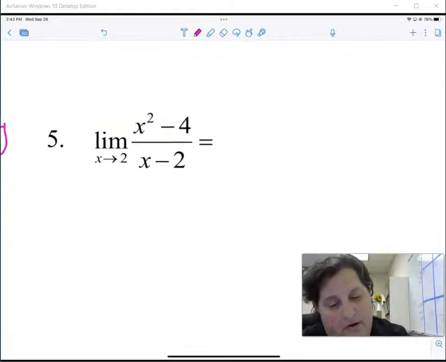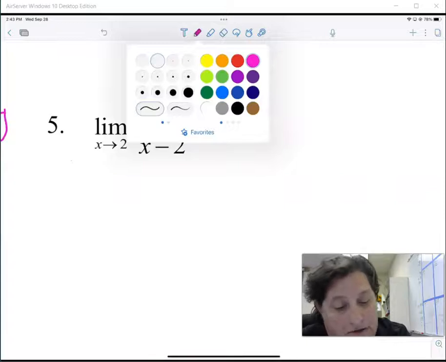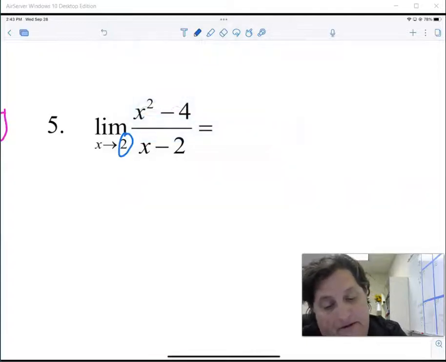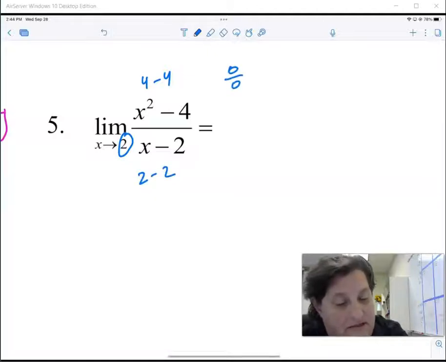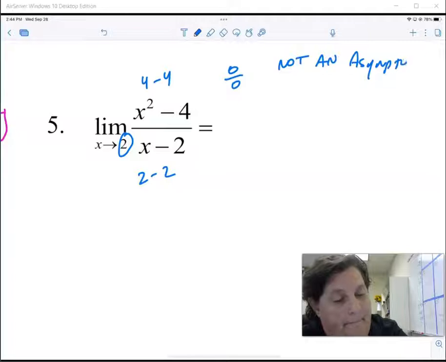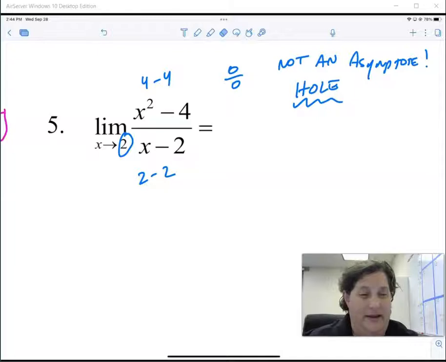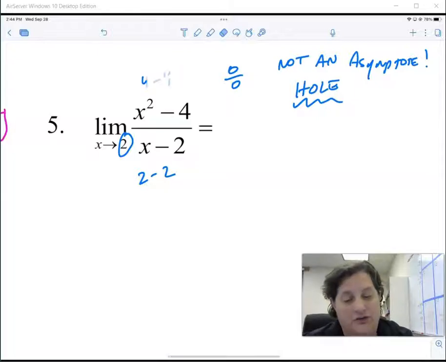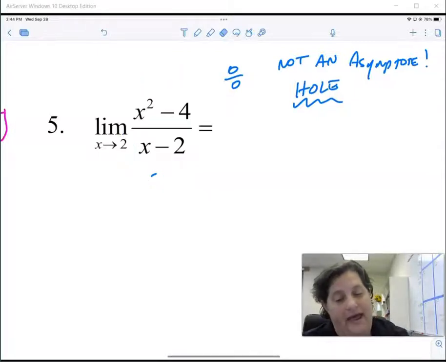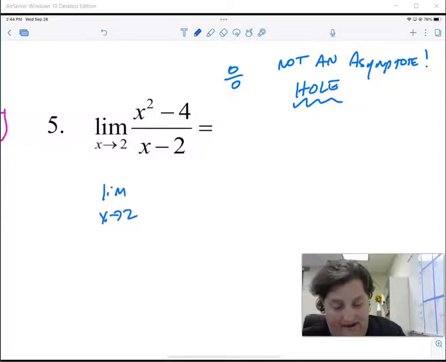Okay. Now don't get tripped up on this one. We always plug in first. And when I plug this in, I get 4 minus 4, that's 0, 2 minus 2. So I get 0 over 0. This is not an asymptote, right? What is it? This is a hole in the graph. So this is why I always start by plugging it in first, because it tells you what to do next. And I know that the thing that I do next on here is I factor.